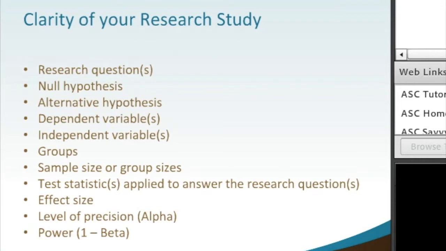You want to identify the test statistic applied to answer the research question or research questions. And when we refer to test statistic, that is the statistical test which you're using to answer that particular research question.